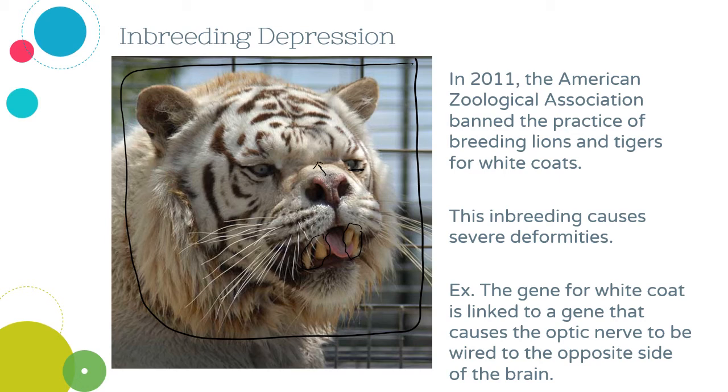So here the white coat gene is linked, so it's very close on a chromosome to a gene that causes the optic nerve, so for your eyes, to be wired to the opposite side of the brain. So if you are breeding tigers for their white coat, you're also breeding tigers to be cross-eyed. And all of these together are going to lower these tigers' quality of life and their ability to survive and reproduce in the environment. So this is no longer allowed, to breed tigers for their coats. It's cruel.